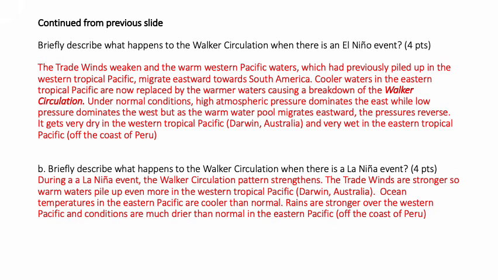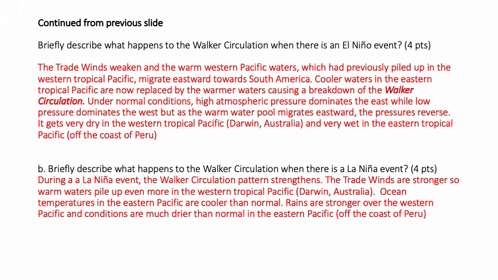You don't have that low pressure in the west and rising air and lots of precipitation. Now you've got drought conditions over in northern Australia around the Darwin region. And you've got really rainy conditions over by Lima, Peru, lots of flooding. So under normal conditions, you'd have high atmospheric pressure dominating in the Peruvian part on the east and low pressure dominating in the west over by Darwin, Australia. But because you've had this breakdown in the trade winds, with the warm pool migrating eastward, the pressures reverse. It gets very dry in the western tropical Pacific and very wet in the eastern tropical Pacific off the coast of Peru.